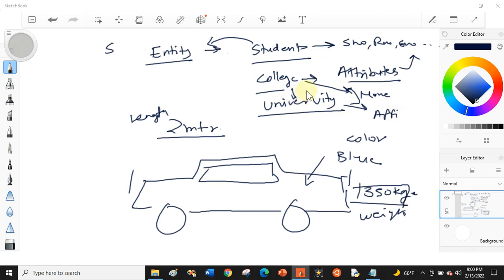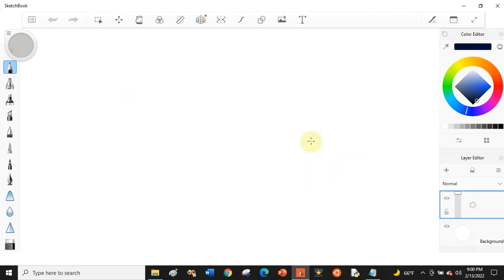Okay, let's go to the next topic immediately. What is a relation? A relation represents a relation between two entities. For example, I am a student and you are a teacher.